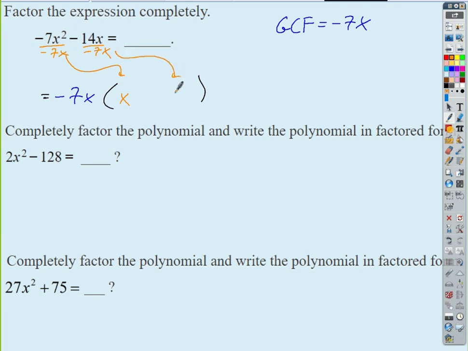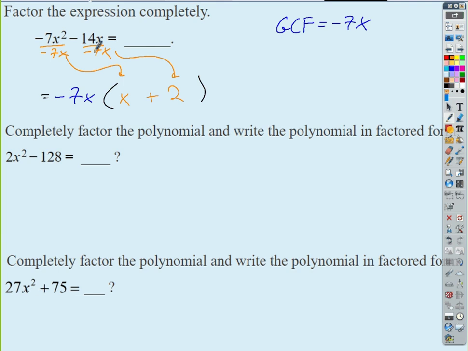What about the other term? Good. Okay, and that's it. That's all we can do. Those are easy. Whenever we have a binomial, so two terms, and they both have a variable in them, it's a piece of cake. All you're going to do is just factor out the greatest common factor, and you're done.